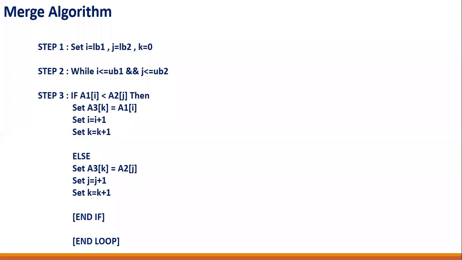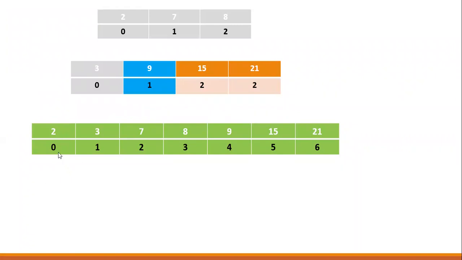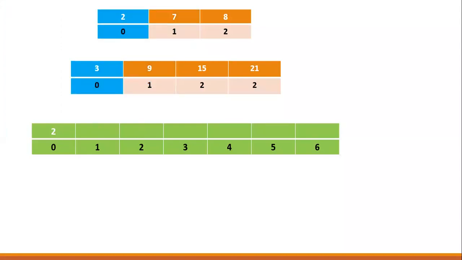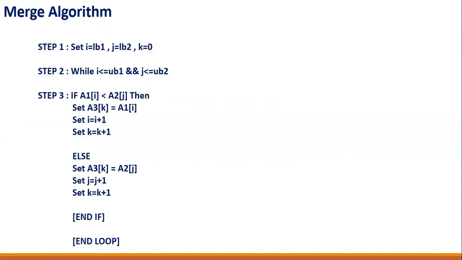Step 1 says, set I equals to LB1. What is LB1? Lower bound of the first array. J equals to LB2. What is LB2? Lower bound of the second array. What is K? K is nothing but the first element of the third array. So lower bound of array 1 is I, lower bound of array 2 is J, and K is going to represent array 3.